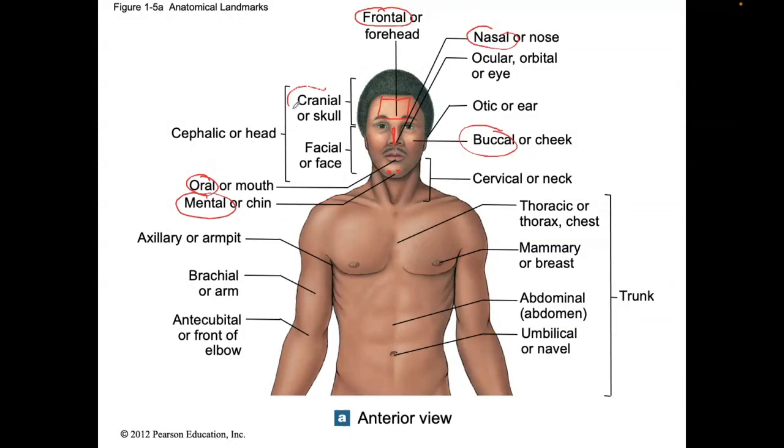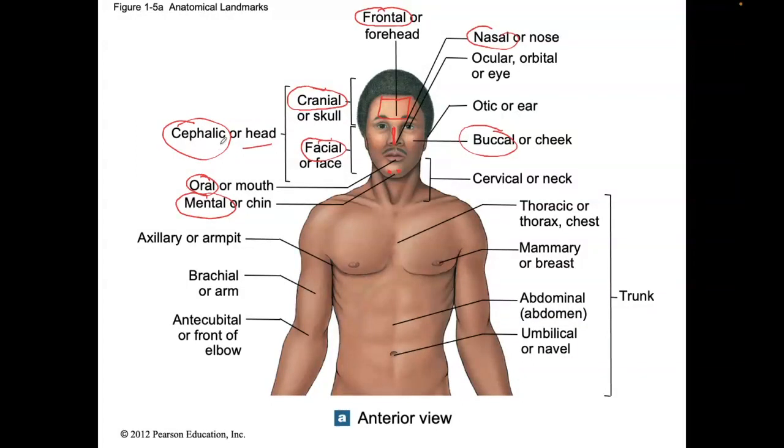When we look at the skull, it's cranial. So we have cranial bones to go over. When we look at the face, we'll do facial bones. There's facial bones and cranial bones. When we look at all of this combined, we call it cephalic.